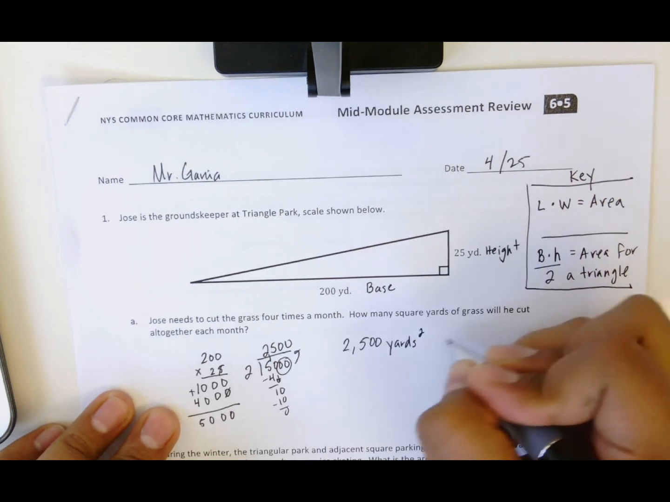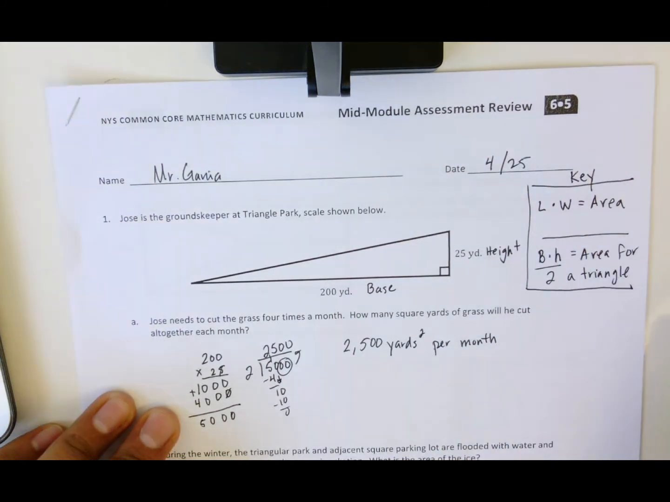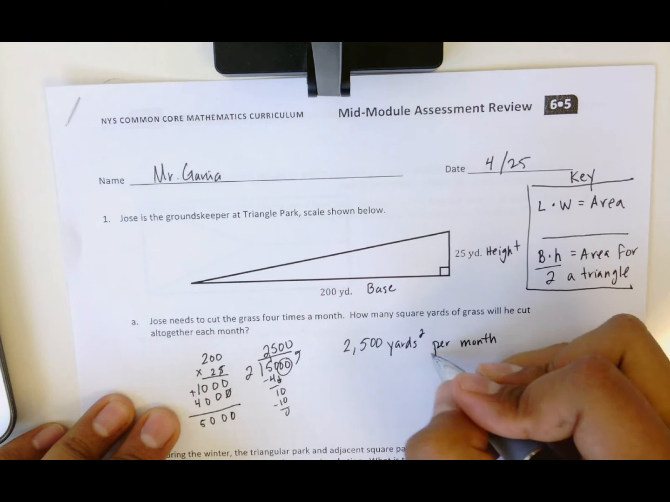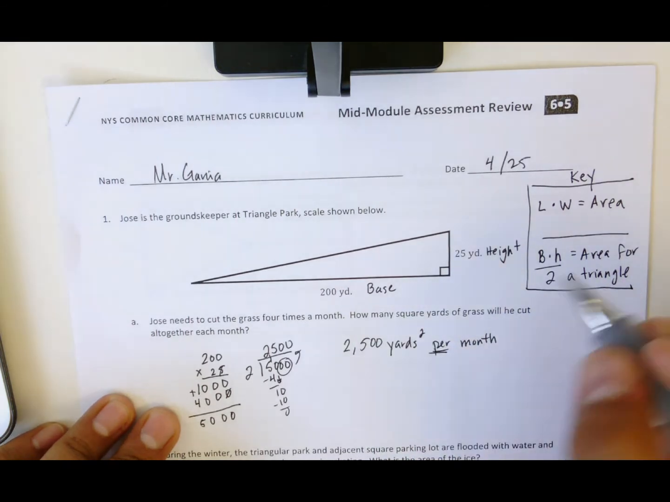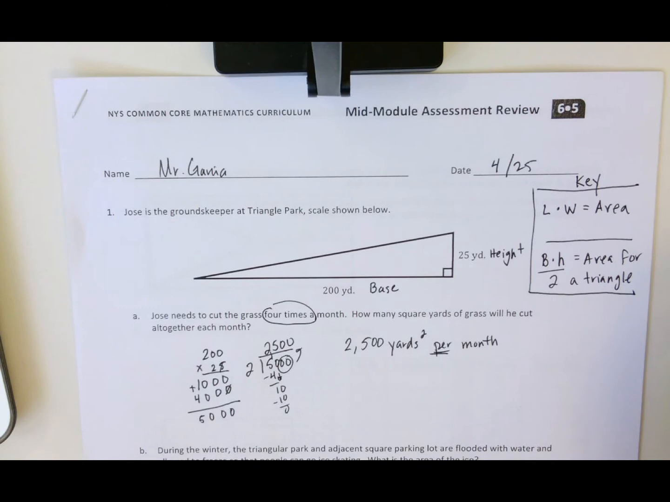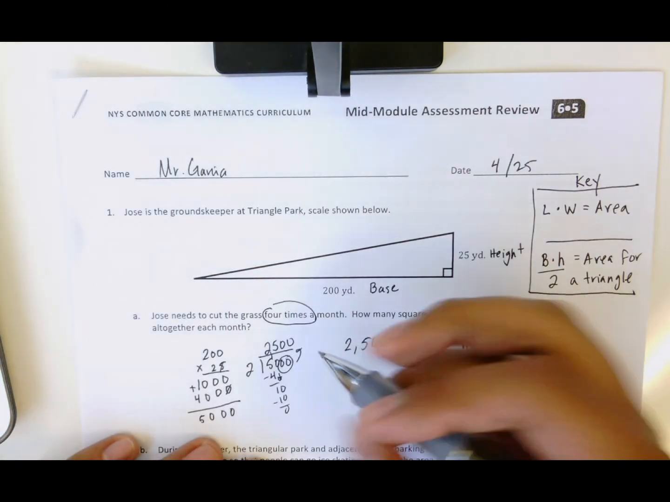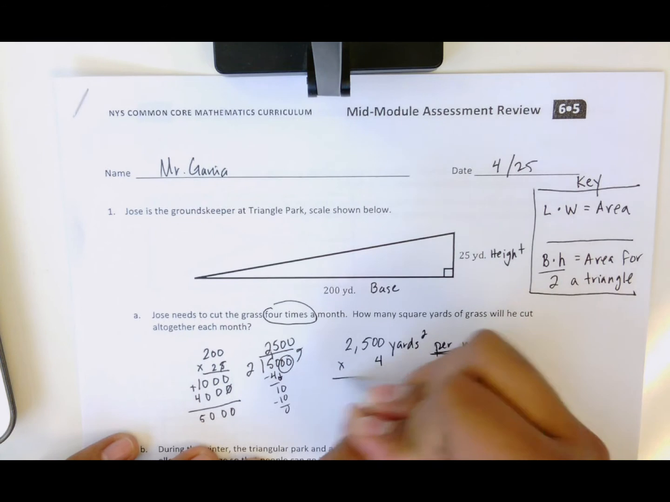You can put the 2 up there. Per month. Right? That means equals 1 month. But how many times does he cut it? So, do we have to multiply this by 2? I mean by 4? Let's do that now.